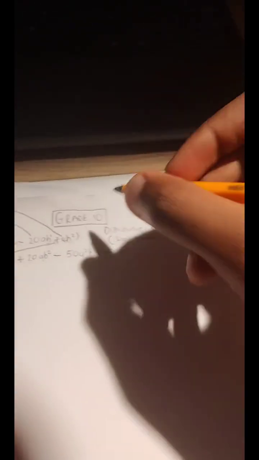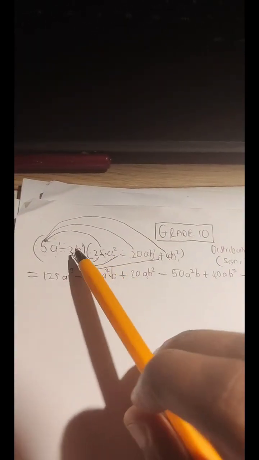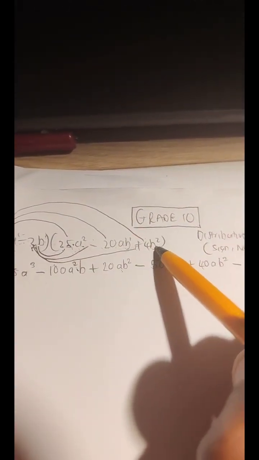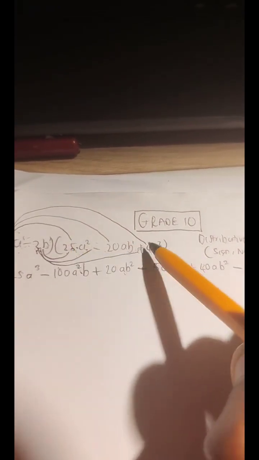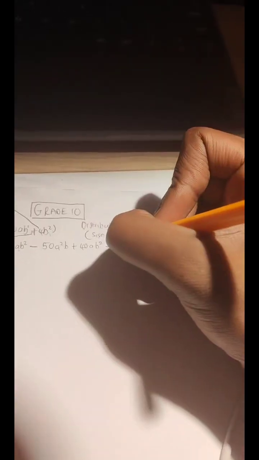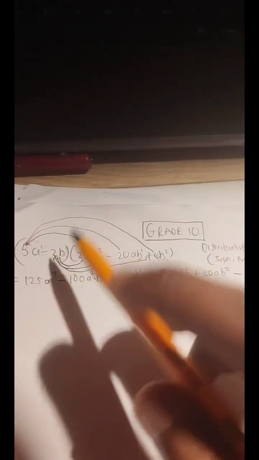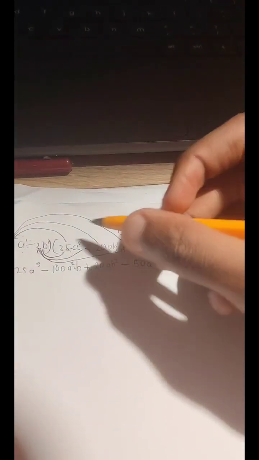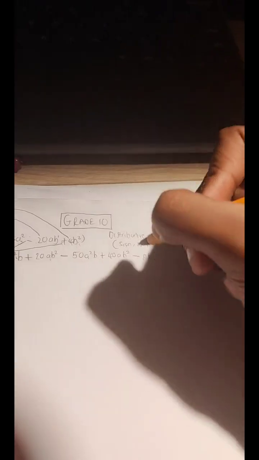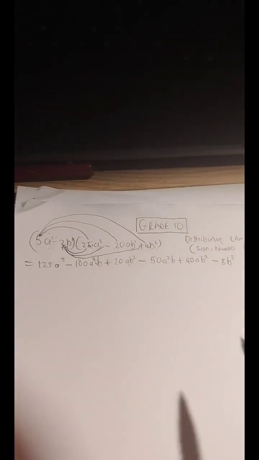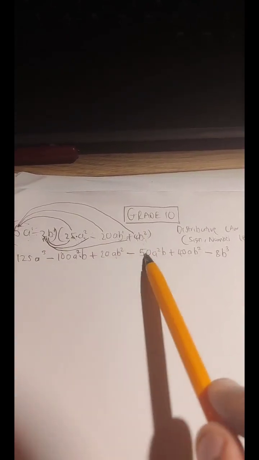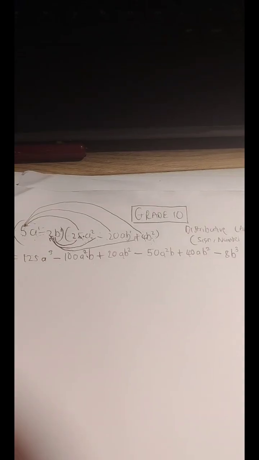Then last but not least, negative 2b times a positive 4b. Negative times a positive is a negative. 2 times 4 is 8. That's the number. Then the letter b times b squared. When you are multiplying same bases, you keep the base. Then what do you do to the exponents? There's an exponent 1 there and an exponent 2. For the same bases, you keep the base and you add the exponents. 1 plus 2 is 3. So now, from the distribution, I have 6 terms.